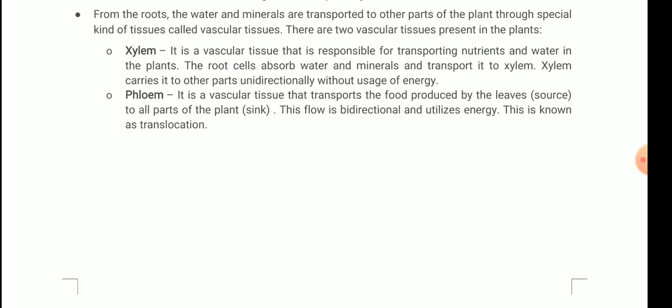without use of energy. Similarly, the phloem is a vascular tissue that transports the food produced by the leaves to all the parts of the plant. This flow is bidirectional, utilizes energy, and is known as translocation.